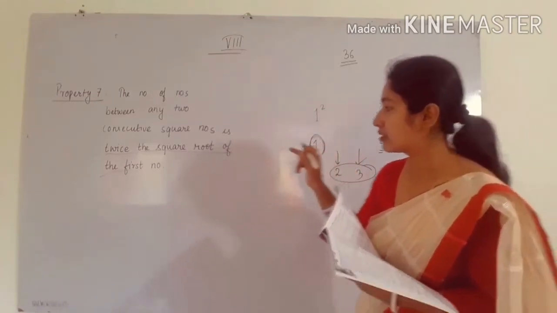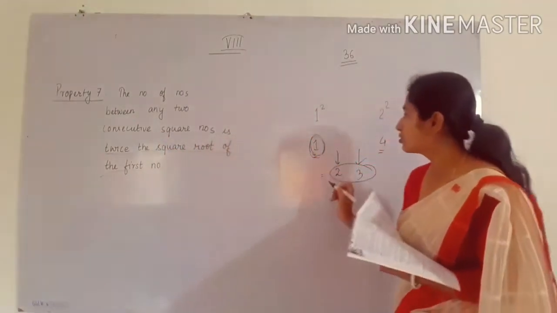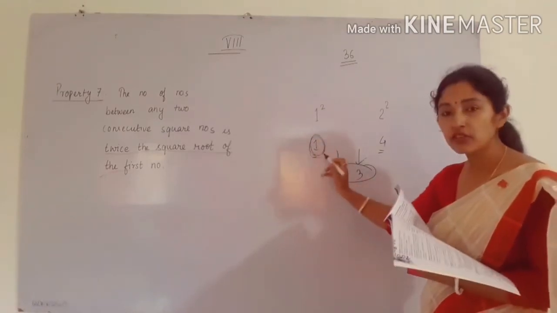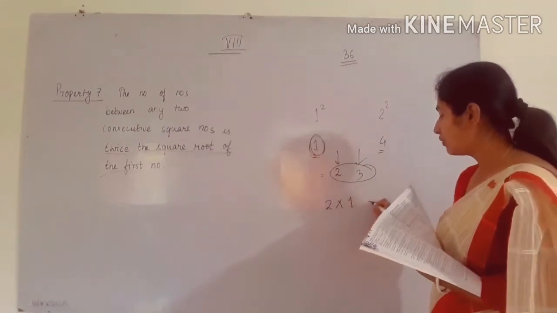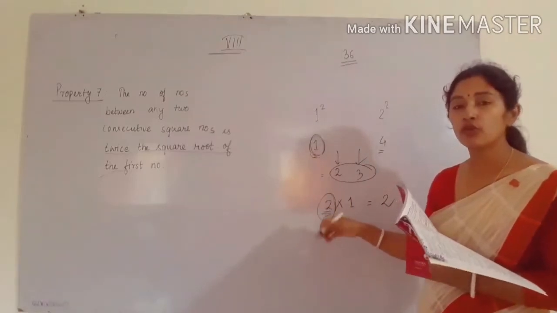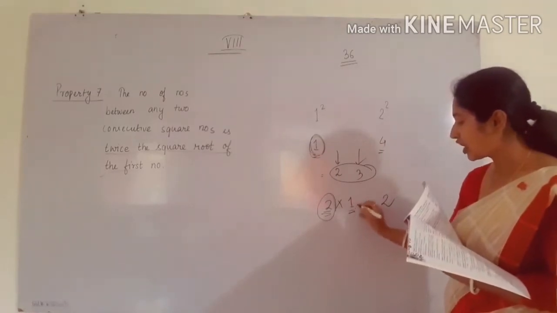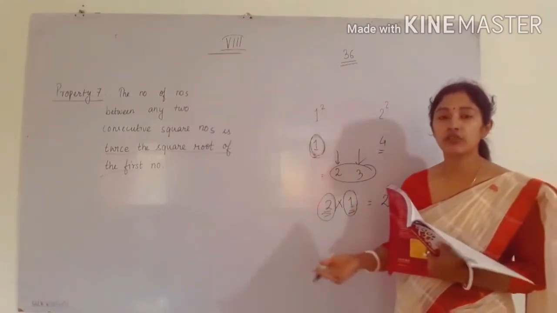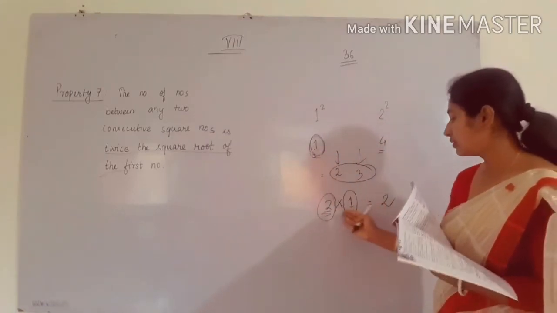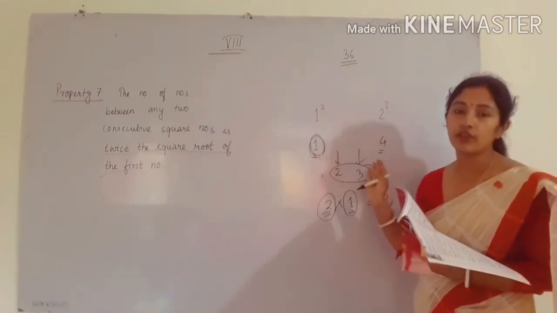Here it is written: you have to do 2 times the square root of the first number. Here the square root of the first number is 1. So you have to do 2 times this number, that means 2 into 1. You will get 2. This 2 will remain constant, means you always have to do 2 times. But the number will change, because in every two consecutive square numbers the first number will be a different one. So here we are getting 2. There are two numbers between two consecutive square numbers.